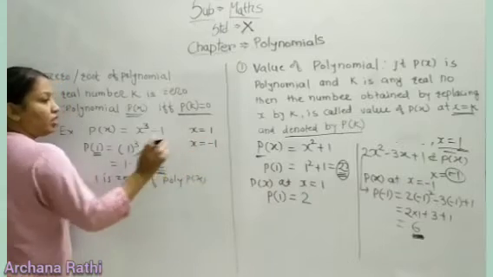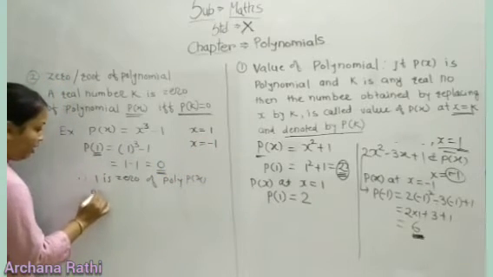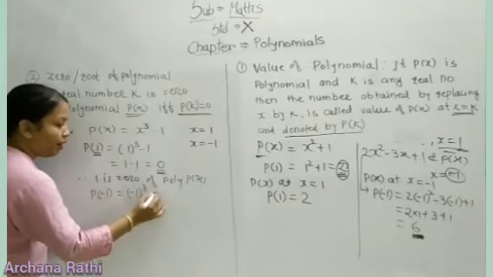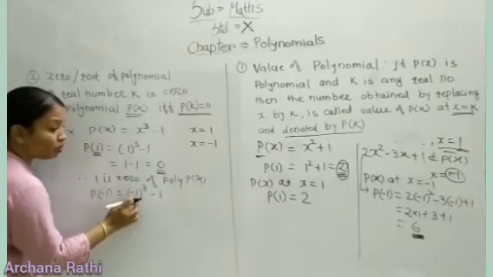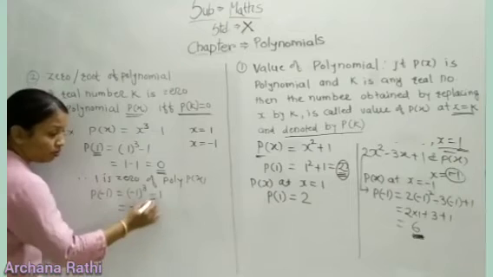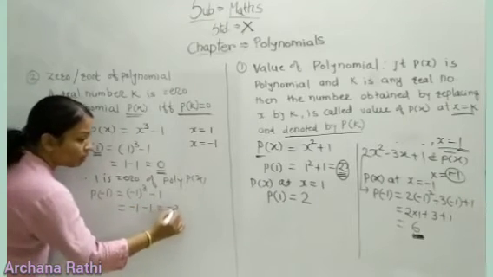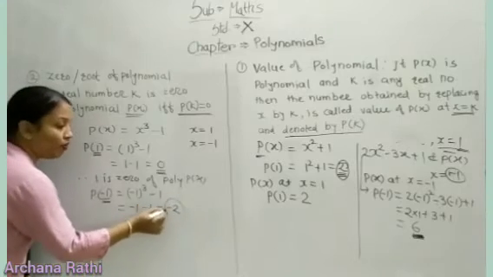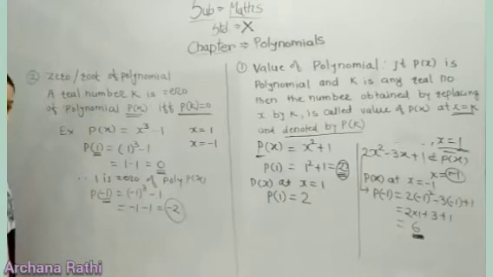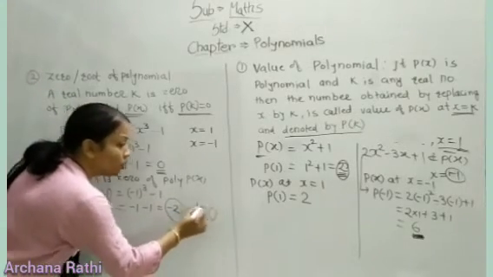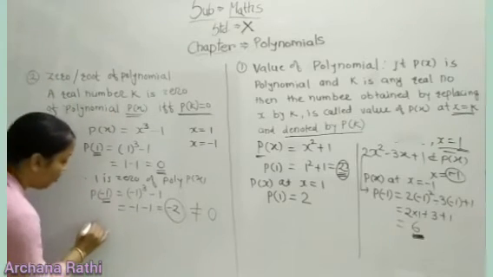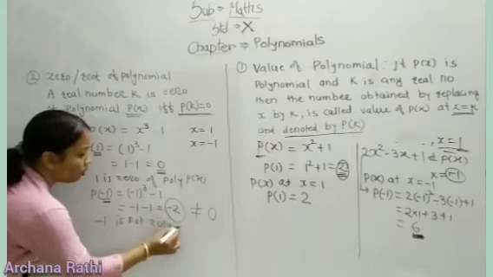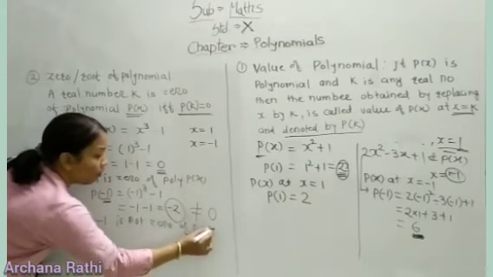Now x is equal to minus 1. If x is equal to minus 1, then minus 1 cube minus 1. Now minus 1 cube is minus 1, minus 1, it is minus 2. Now at x equal to minus 1, I got the value of the polynomial as minus 2, which is not equal to 0. Therefore minus 1 is not a zero of p of x.